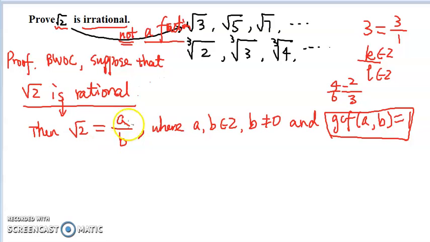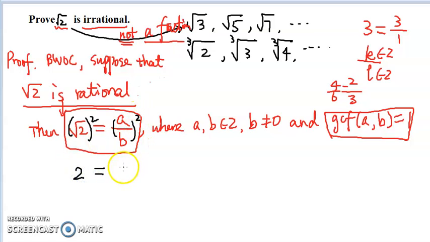So next, this is what we have so far, and we're going to try to find the contradiction. One thing we can do is to square both sides. The reason we're doing that is to get rid of the square root. It's going to be easier for us to talk about integers instead of square roots. And we know from algebra, the square of the square root of 2 is equal to 2, and the square of a over b is a squared over b squared.